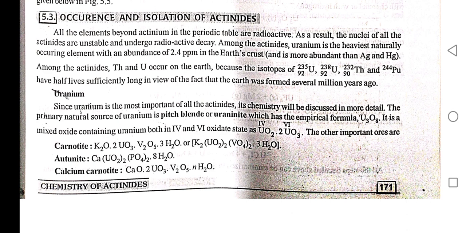Uranium. Since uranium is the most important of the actinoids, its chemistry will be discussed in more detail. The primary natural source of uranium is pitchblende or uraninite, which has the empirical formula U3O8. It is a mixed oxide containing uranium in both +4 and +6 oxidation states, as UO2 and UO3. The other important ores are carnotite, autunite, and calcium carnotite.